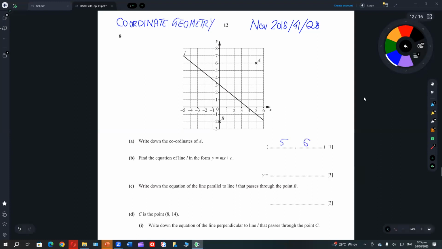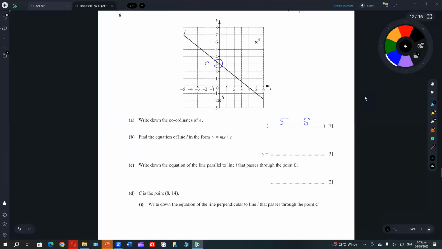Find the equation of line L in the form y is equal to mx plus c. First locate the c. C is the y-intercept. So 3. C is equal to 3.